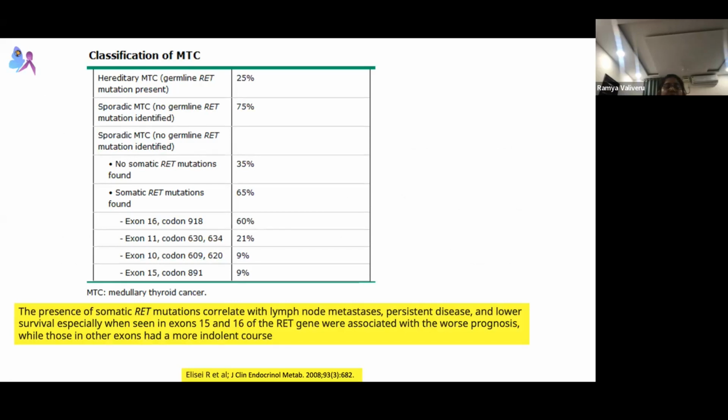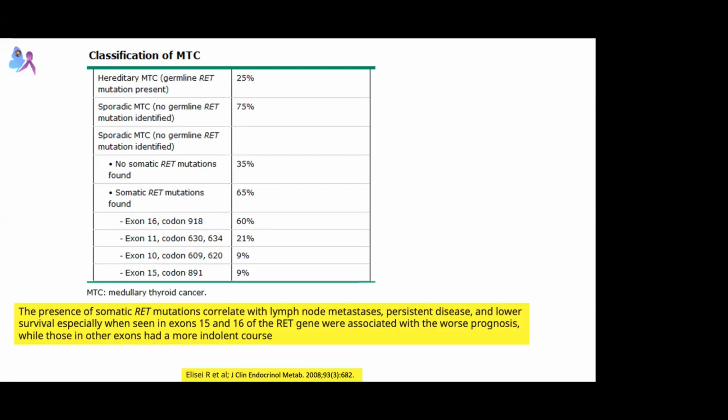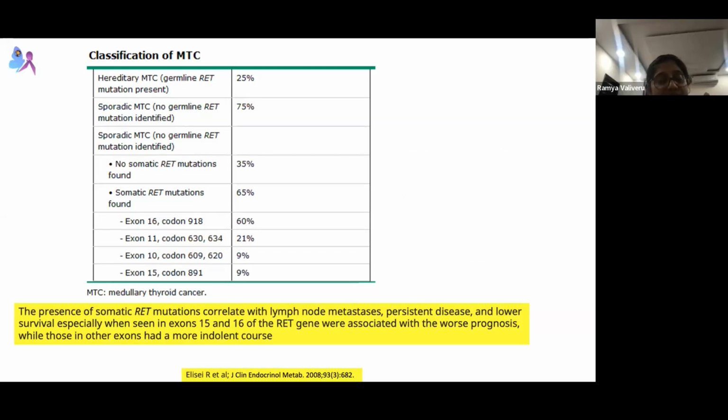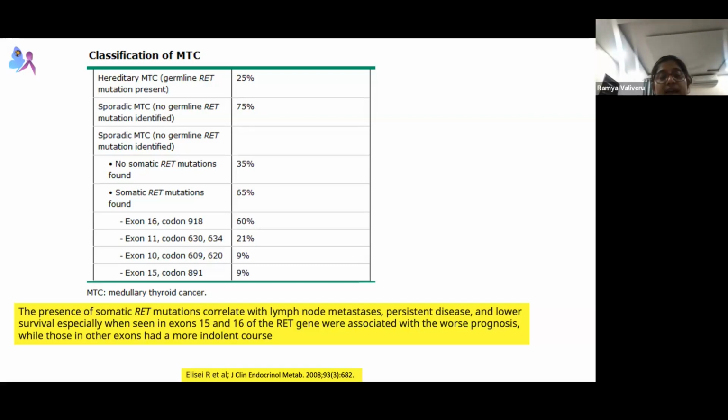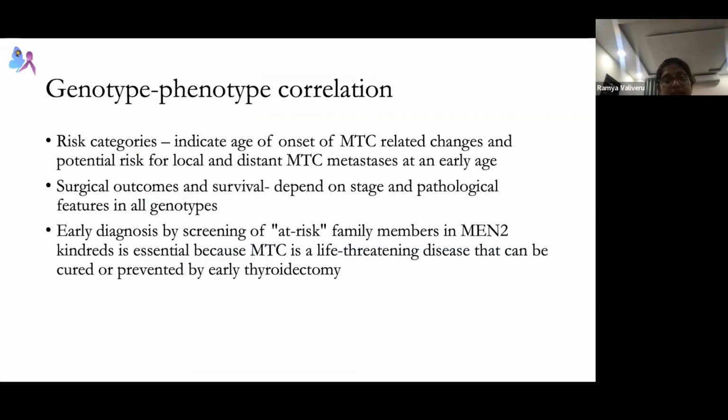And the presence of somatic RET mutations correlates, Dr. Yuvraj again, with lymph node metastasis, persistent disease, lower survival, especially when seen in exon 15, 16 of RET, and they have worse prognosis. So it can prognosticate, it can guide us in counseling the patient. So even in sporadic MTC, RET analysis has this kind of importance.